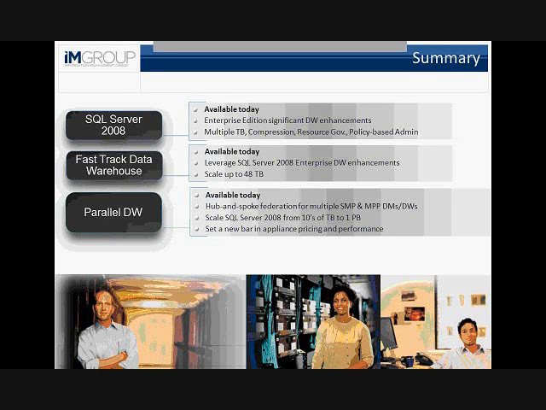And also now available the parallel data warehouse, where you need that very high-end scalability in data warehouse, where you want to enable a hub and spoke type architecture, publish and subscribe type mechanism, and you need to go up to that kind of petabyte level almost of storage.